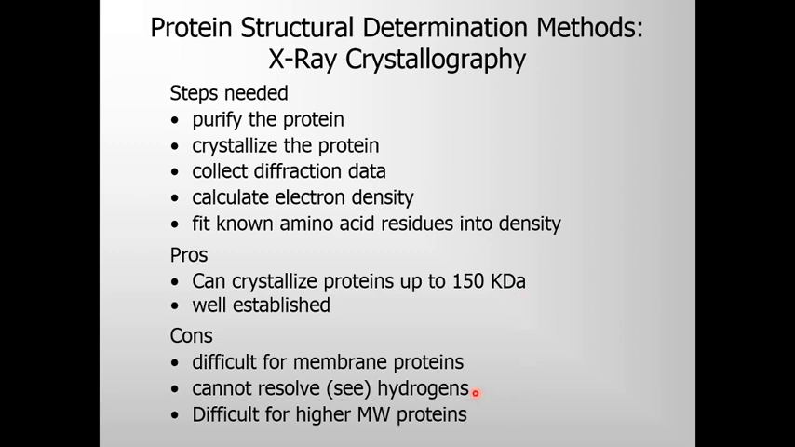Now, to circumvent the second and the third issues, there are two other methods. Neutron diffraction is used if one needs to see hydrogens in proteins. Now, to determine structures of proteins above 150 kilodaltons, another technique called cryoelectron microscopy is used.